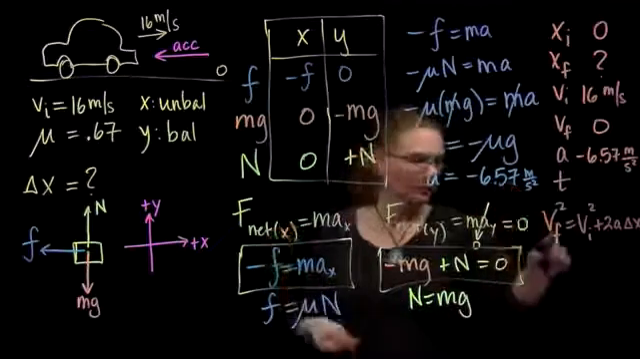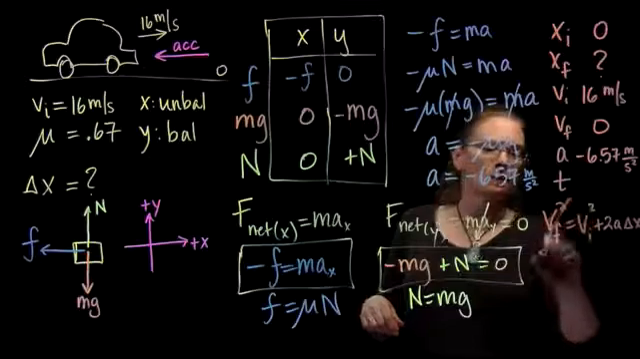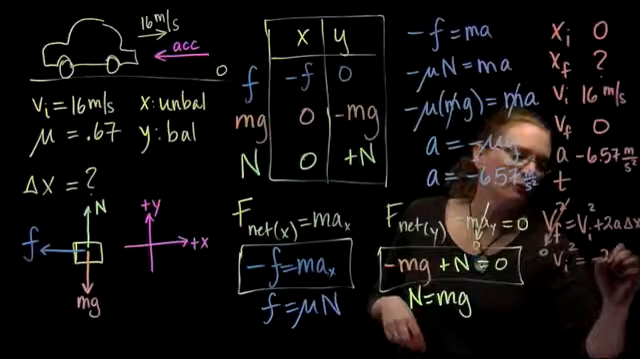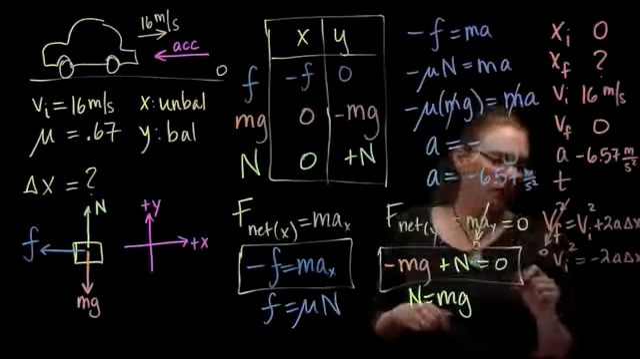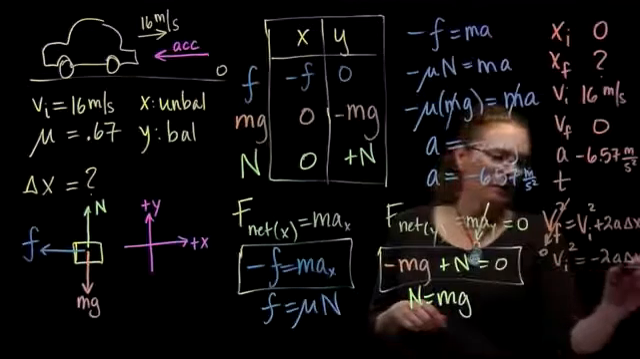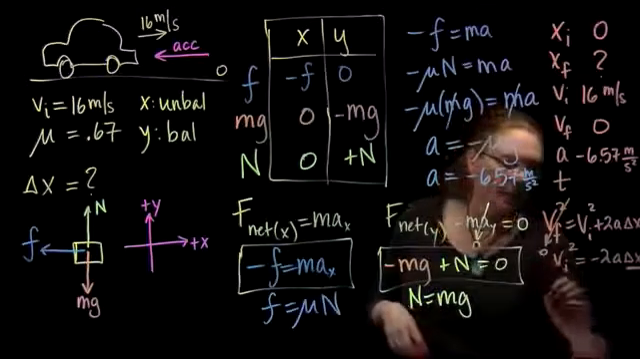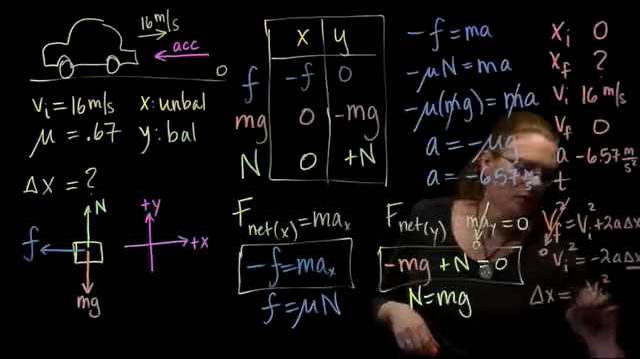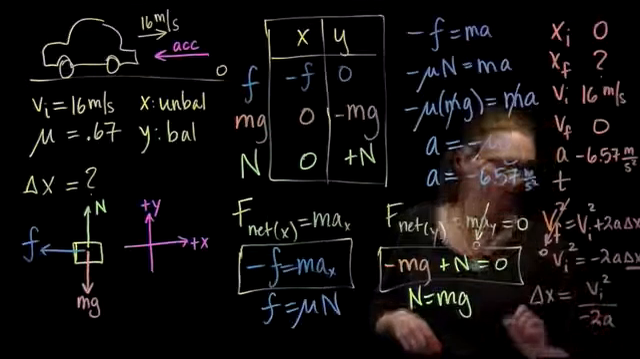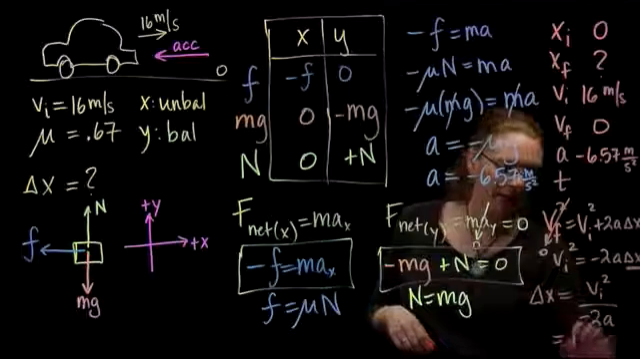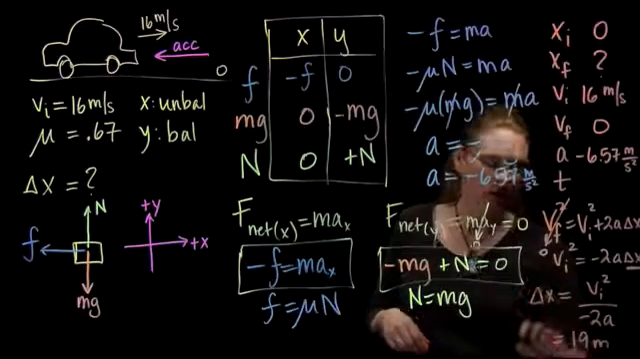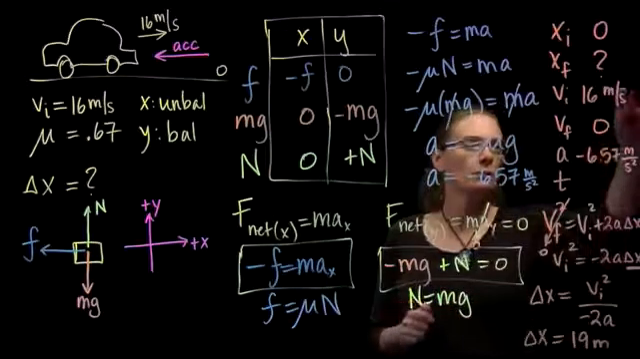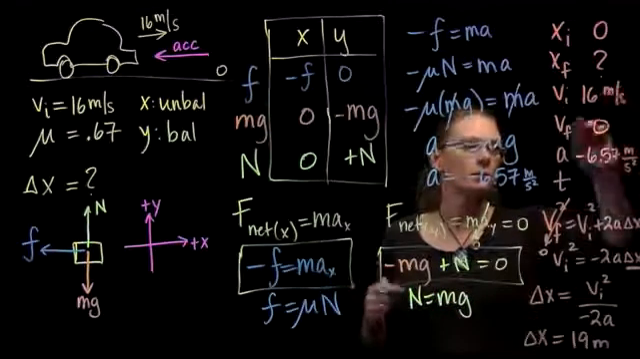Woohoo! Got it. Anything 0? That's gone. So V initial squared equals negative 2A delta X. And I'm solving for delta X, so let's divide both sides by negative 2A. So my change in position is V initial squared over negative 2A. And if we put the numbers in, we get 19 meters. So we have traveled 19 meters to go from 16 meters per second, 35 miles an hour, to 0.